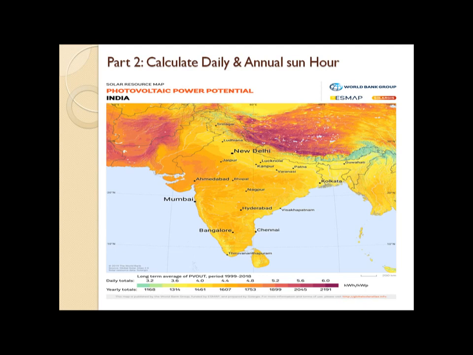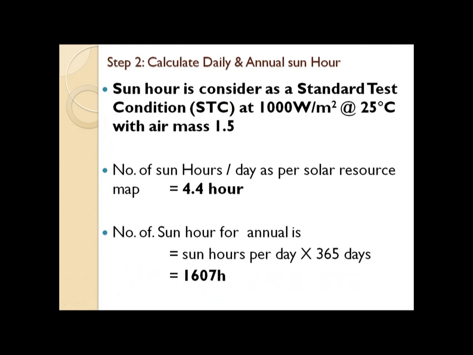For example, consider a hill station: it has a different climate and atmospheric pressure. The same is different on the ground surface compared with sea level. So in this way, standard conditions are prescribed by an international standard, which is used to calculate the sun hour for the standard test condition.